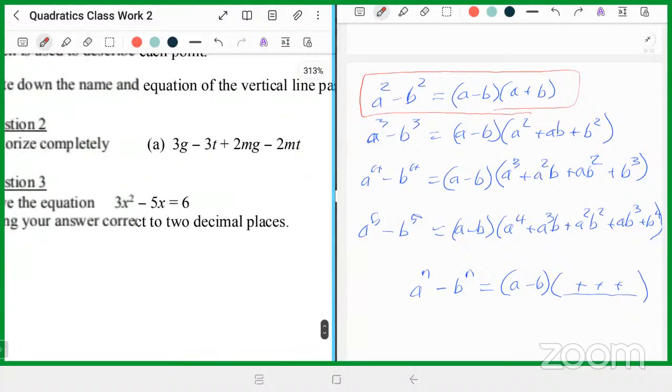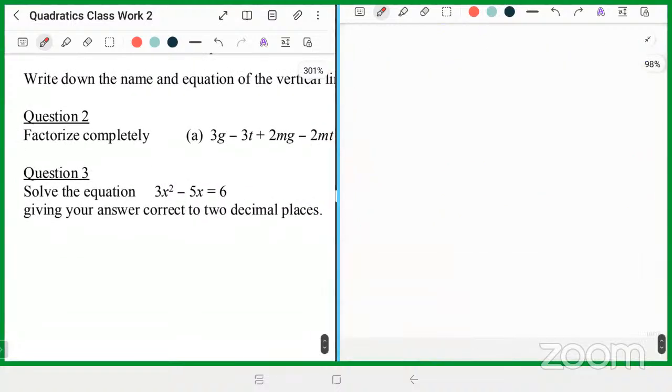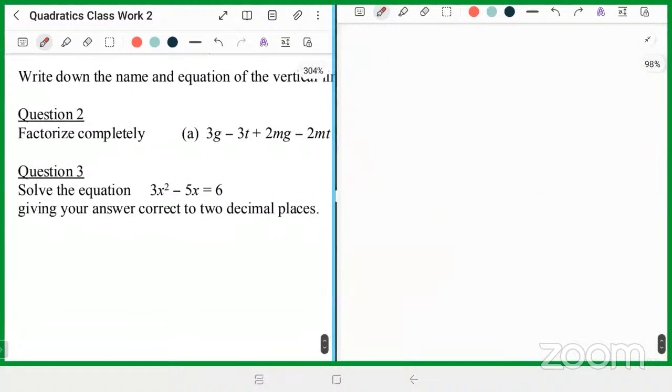Okay, then we'll come to this question, which was the last question on the activity. It told us to solve this equation, giving your answer to 2 decimal places. Now, this one is a quadratic equation, just that it is in a basic form. Remember, you always want your quadratic set out so that you have the expression equals 0. But there's a reason for telling us to give the answer to 2 decimal places.